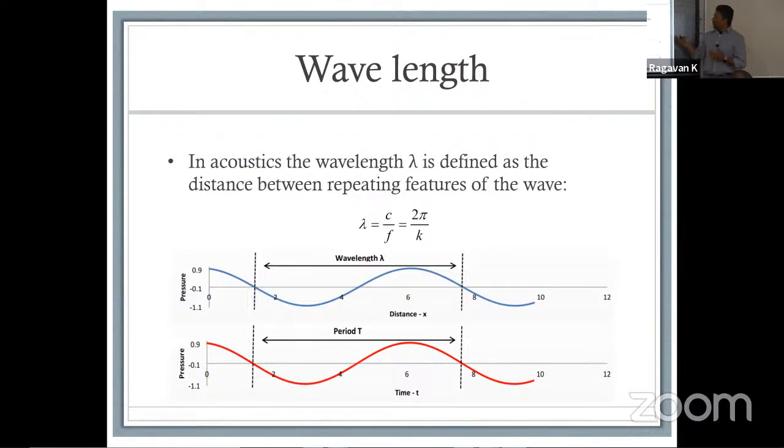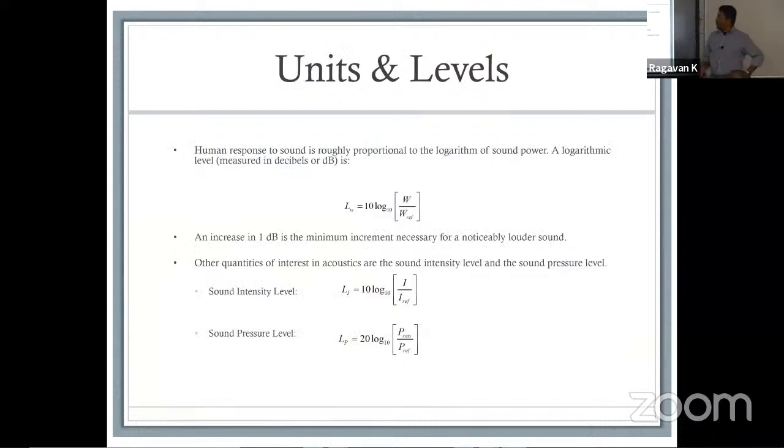So in terms of acoustics, you know the definition of wavelength. We always talk about it, right? Wavelength is given as lambda. It is C over F, and it is also given as 2 pi over K. So when you talk about the pressure, you have a function of wavelength connecting to the period. In terms of units, we will refer to some of these units later in the session today.